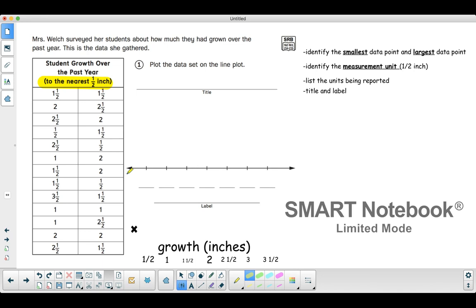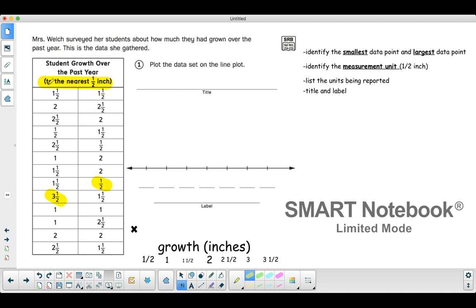As we're beginning to create our line plot, the first thing you want to do is identify the smallest data point and the largest data point, because that's going to help us fill in the units in order on our horizontal axis. As I was looking through this, I noticed that the smallest data point was half, and the largest data point was 3.5. So I know that half is going to be on this side of my line plot, and 3.5 is going to be on this side of my line plot.